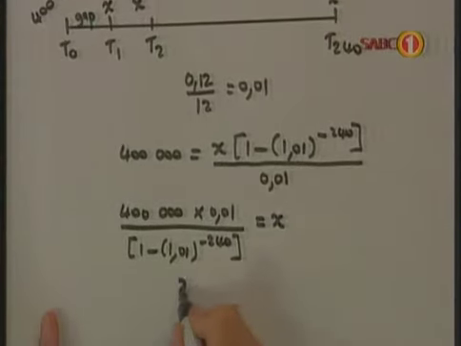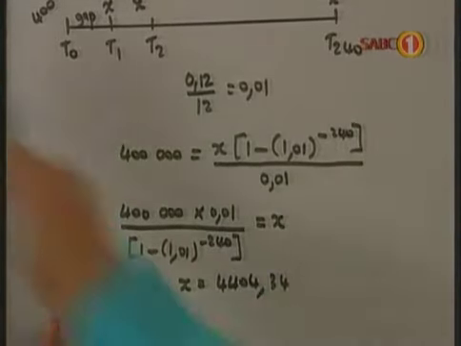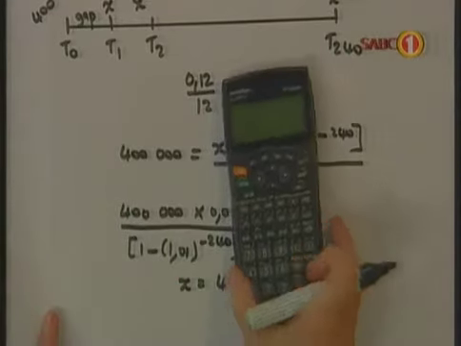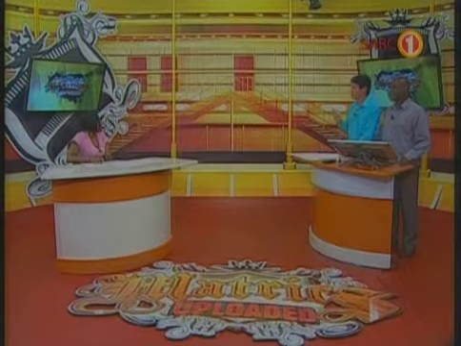Work this on a calculator, and you get 4,404.34. Obviously if you do it in the calculator, you're going to get the answer. We're not going to waste too much time with calculator work now. But we say this so often to the matrics: make sure you use your calculator properly, because many times they mess it up.